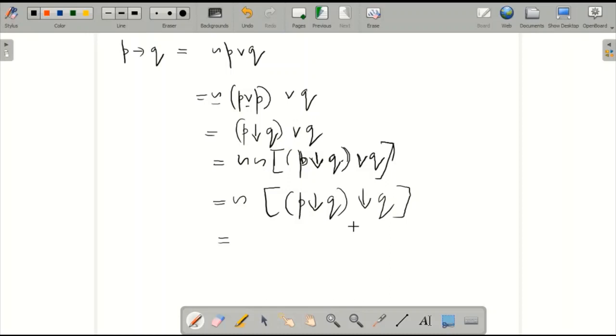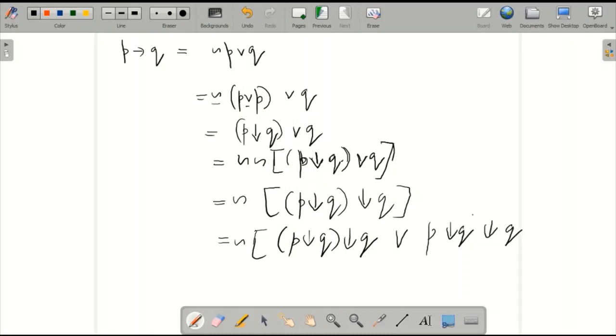So what I'll do, this entire term I'll take it as P. So negation, let it be as it is. This entire term I'll take it as P, P NOR Q, again NOR Q. Then I'll put one NOR and write this term again in terms of P NOR Q itself, like P NOR Q NOR Q. I hope you understood why I wrote that.